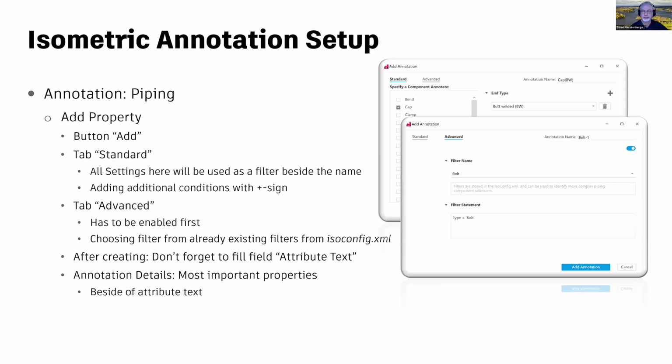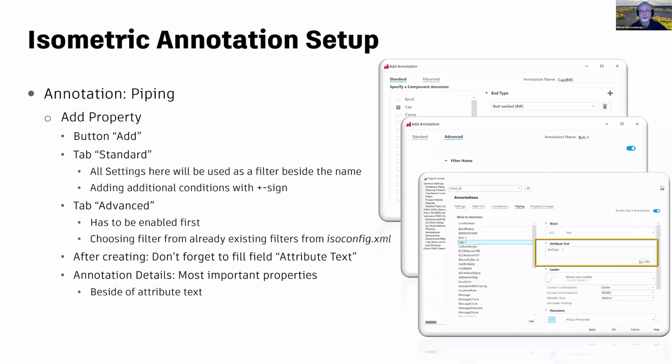So after creating, don't forget to fill the field attribute text, which is here an orange rectangle. You have set a filter, but now that you have selected a lot of things, of course you want to annotate them, and here you have to use the attribute text. I will speak a little bit more about the attribute text, but just a note: the annotation details, as shown before, if you scroll down, you see also again the most important properties beside the attribute text because it's on the same page.